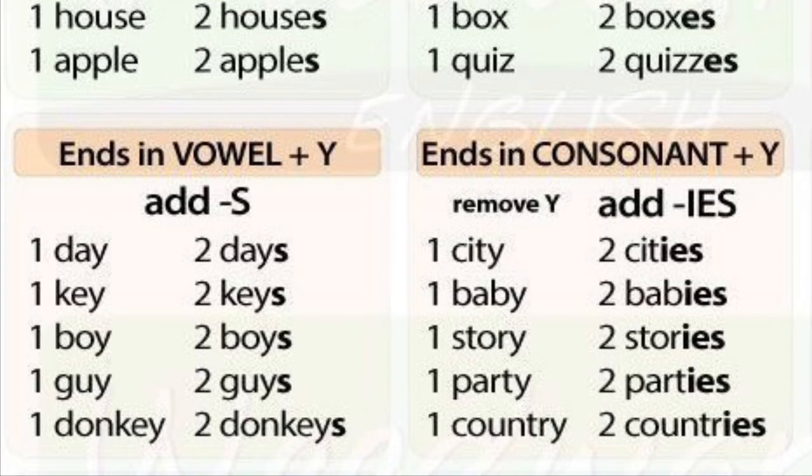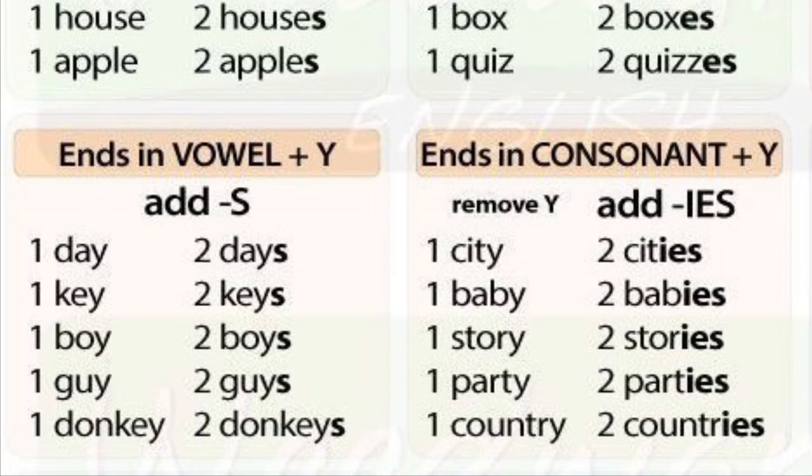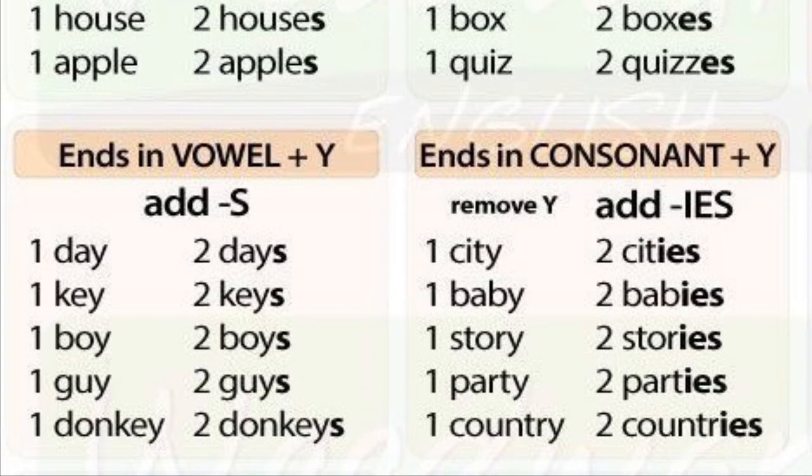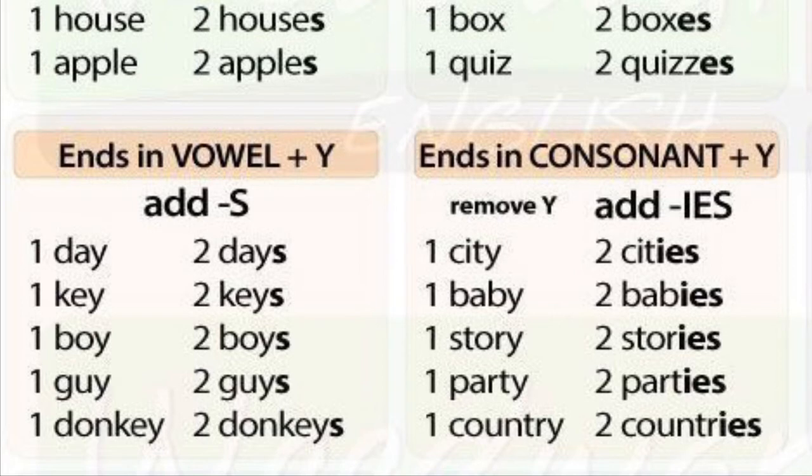So city, cities. Baby, babies. Story, stories. Party, parties. Country, countries. So here you can notice before y there is no vowel, there is only consonant. So if before y there is a vowel a, e, i, o, u, then we will add only s. If before y there is no vowel, then we will cut y and write ies. So this is the rule which is related with y.